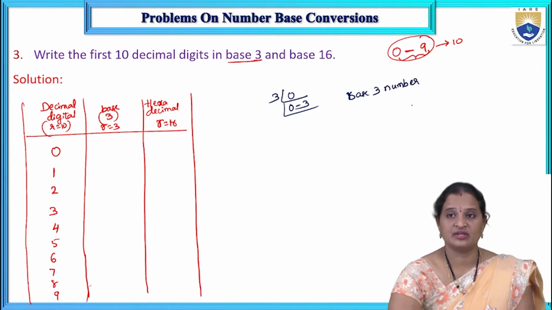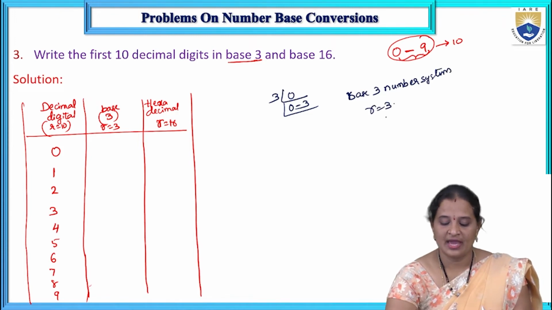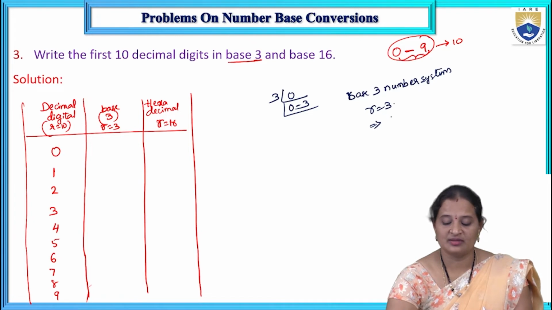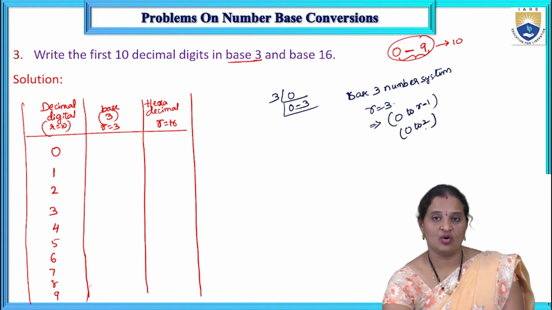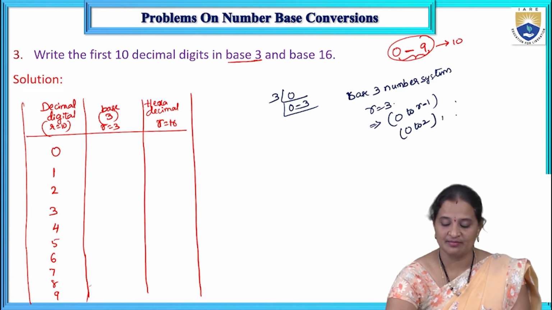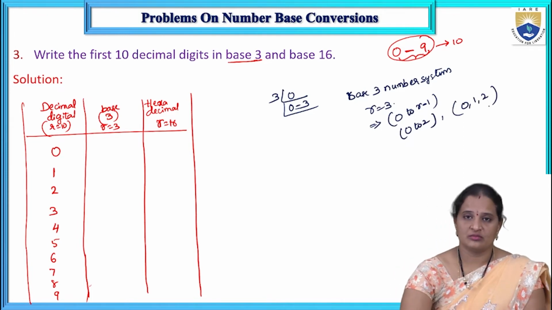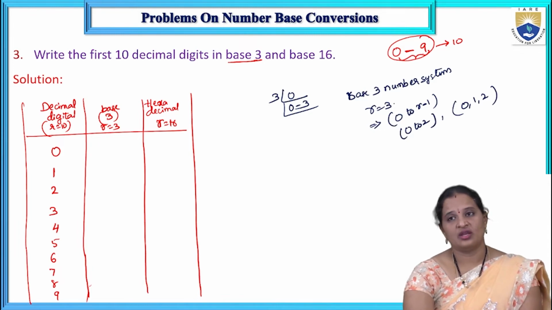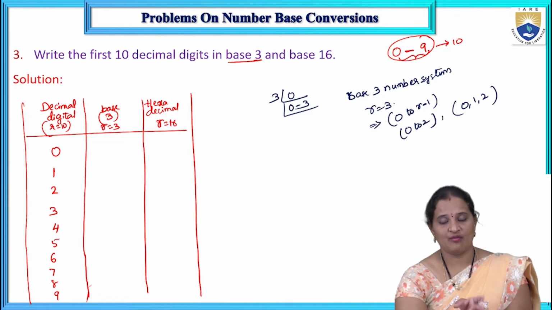What are the number of symbols we may have? In a base 3 number system, r is equal to 3, and the symbols included in the number system will vary from 0 to r minus 1, that is 0 to 2. The remaining things will be considered unspecified. That means the symbols present in the base 3 number system are 0, 1, 2. Other than these are not related to the decimal symbols. That means a base 3 number system will have only three symbols: 0, 1, 2.